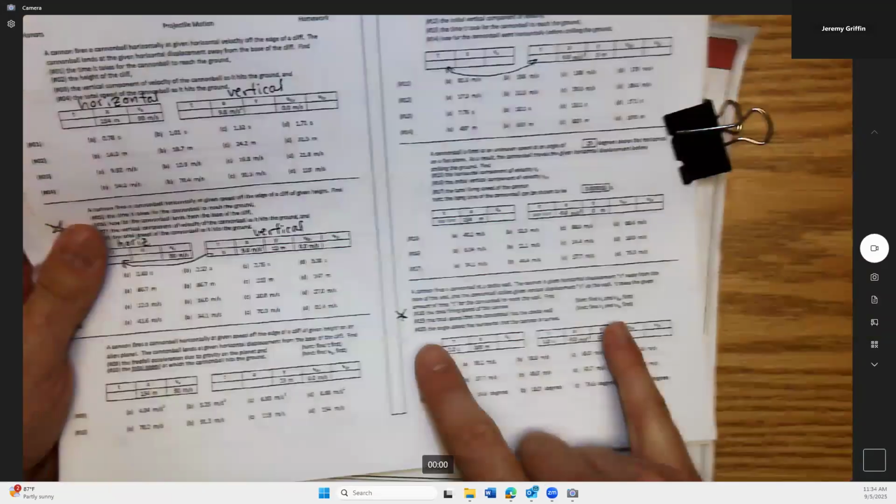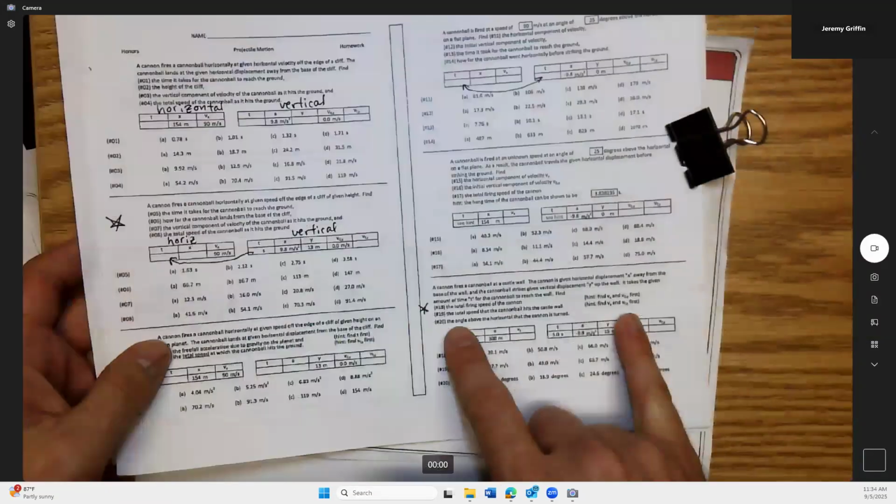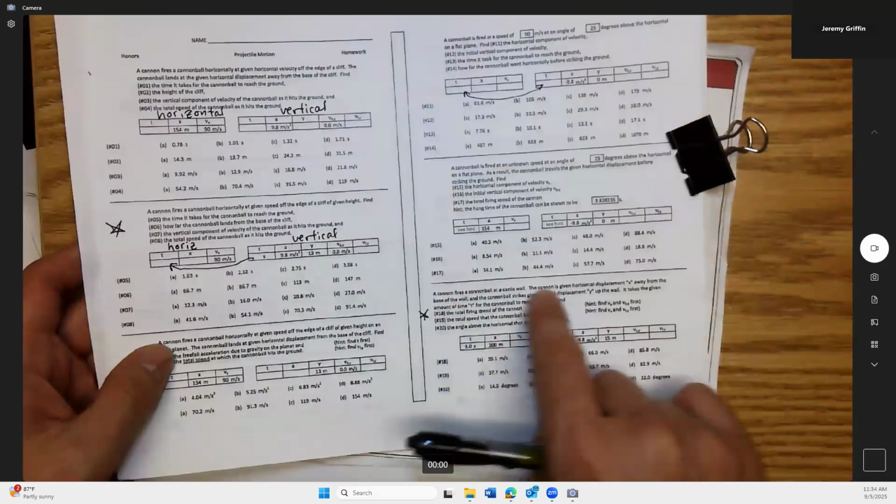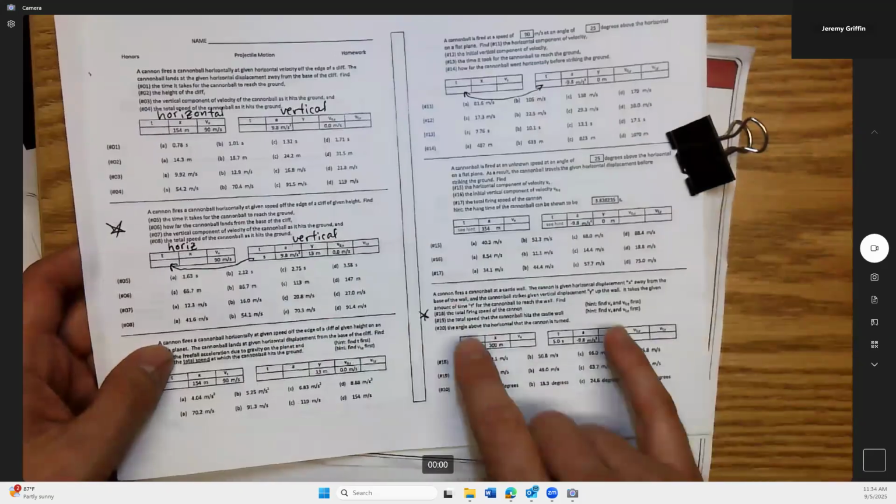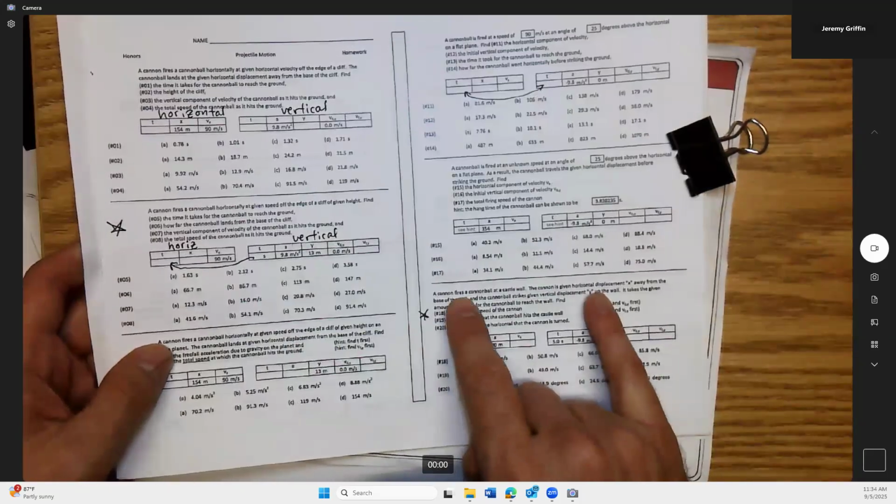Let's skip all the way down here to the bottom right corner. So number 18 through 20. You guys see 18 through 20 down here? I've got a cannon that fires a cannonball at a castle wall.